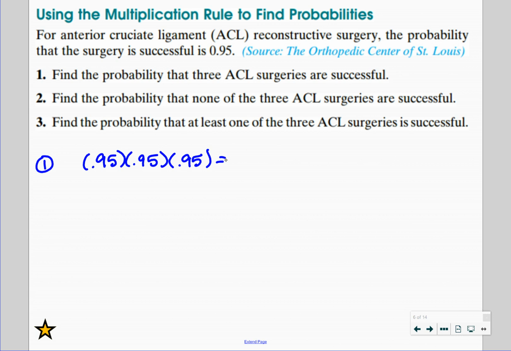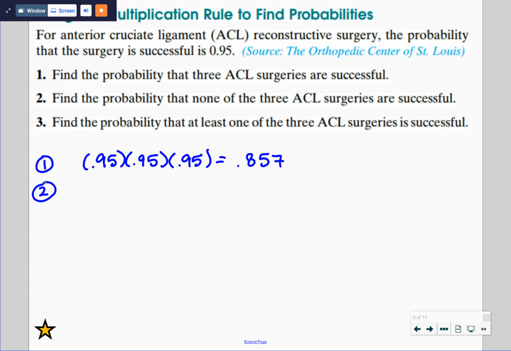Multiply those together, 0.95 pretty much to the third power. Maybe if my calculator wants to work, there we go. I get about 0.857. Okay.